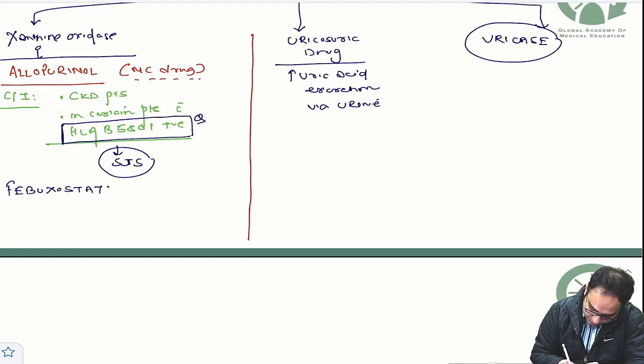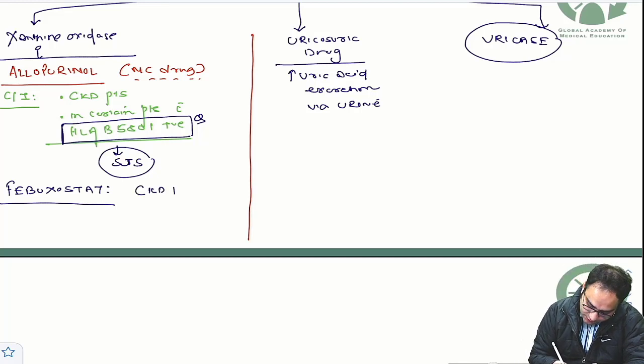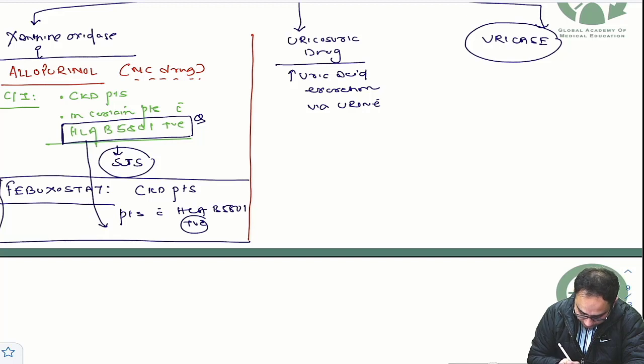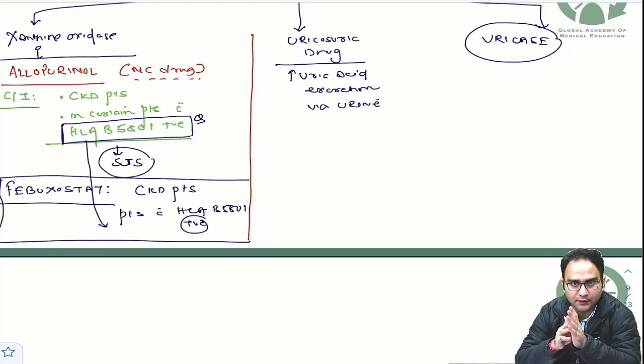Now, other drug that you can use is febuxostat. It can be used in CKD patients, and it can be used in patients who have HLA 5801 positive, right? So, this is the advantage that you get out of febuxostat. So, if you are asked preventive treatment of choice in a patient who is having chronic kidney disease, your answer would be febuxostat.